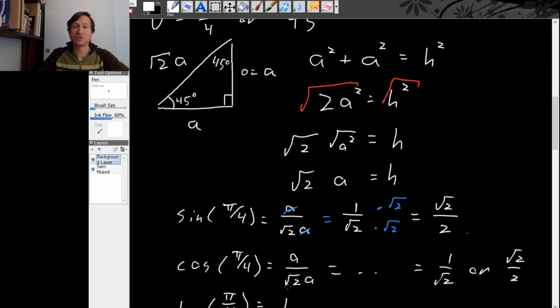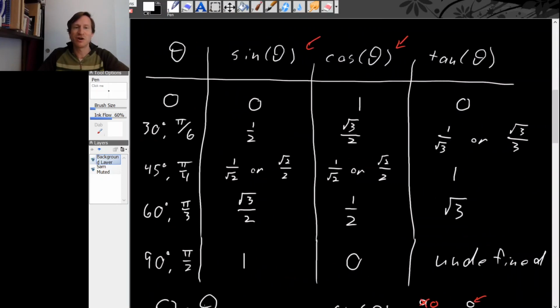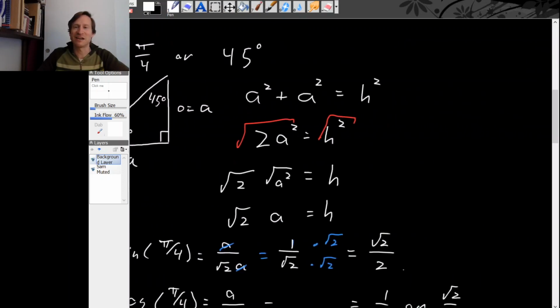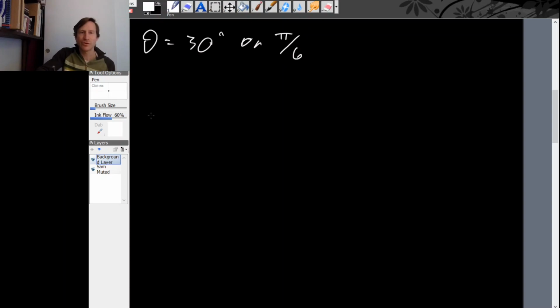So now we only have one triangle left. Looking back at our table, we need to draw a triangle that has a 30-degree angle. Sorry, a right triangle that has a 30-degree angle. So let's do that over here. So theta equals 30 degrees, and 30 degrees is also known as pi over 6 radians. So 30 degrees looks about like that.